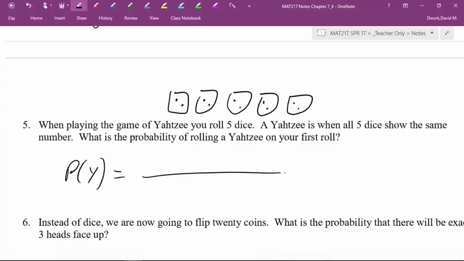I'm rolling 5 dice. Each die has 6 sides, and I'm going to do it 5 times, so it's 6 to the 5th. Okay, numerator. Now, take care of your condition first.